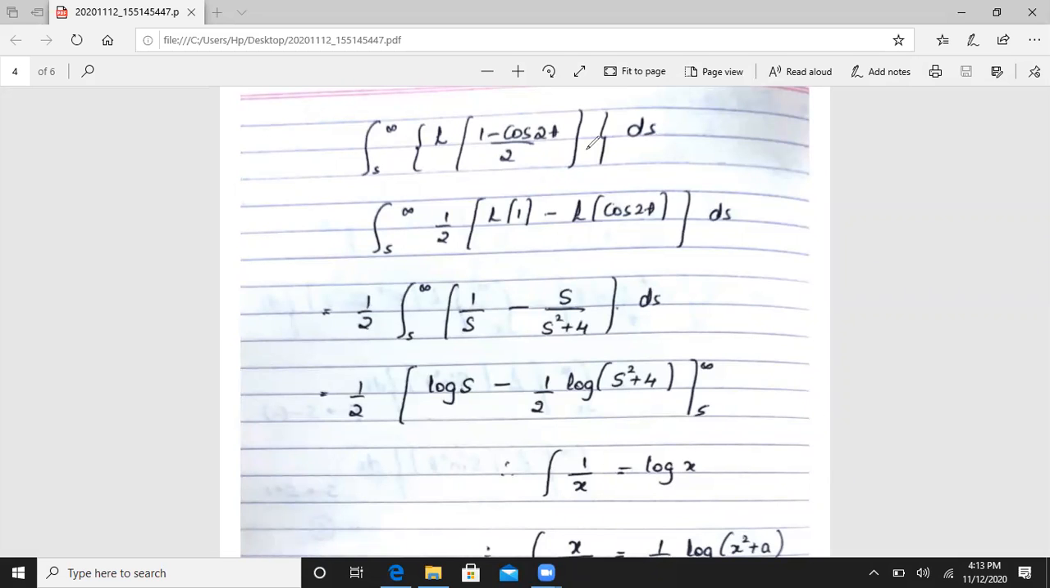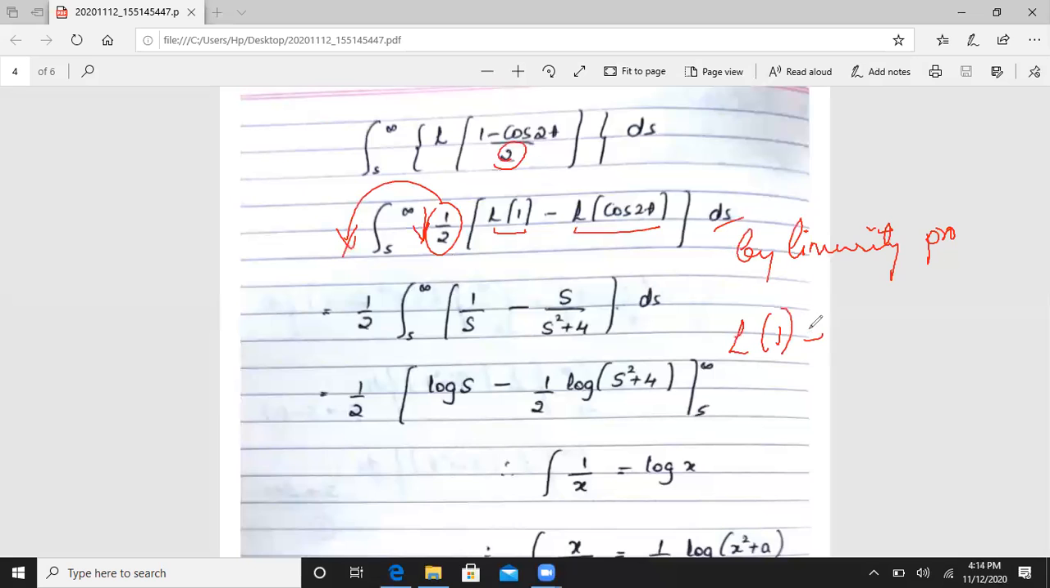Okay. The 1 by 2 becomes your constant value, and that's why we take it outside, and the remaining function is the Laplace transformation of 1 minus the Laplace transformation of cos 2t. We separated this by the linearity property. With respect to ds as it is, this constant value we take outside, and the remaining one is the Laplace transformation of 1.